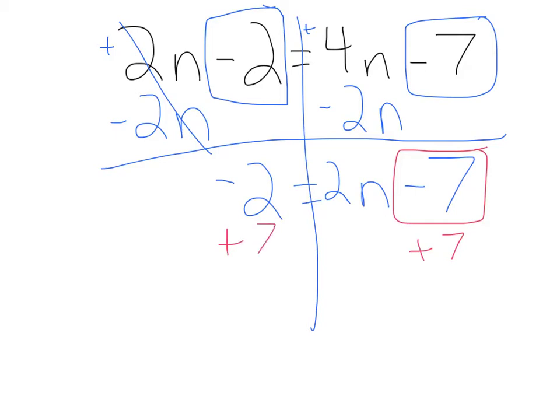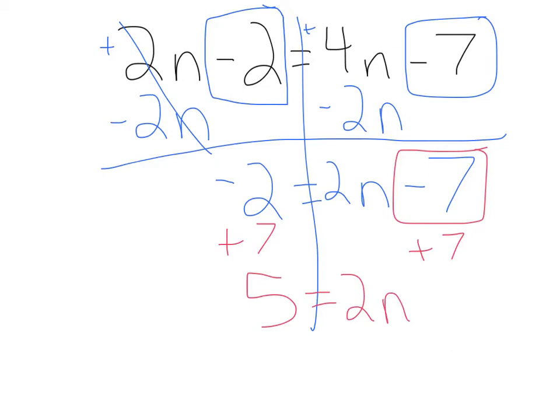Now here's a trick. Negative plus a positive. So I have negative 2 plus 7. That is 5. Awesome. And rewrite what's left. I now have 5 equals 2n.